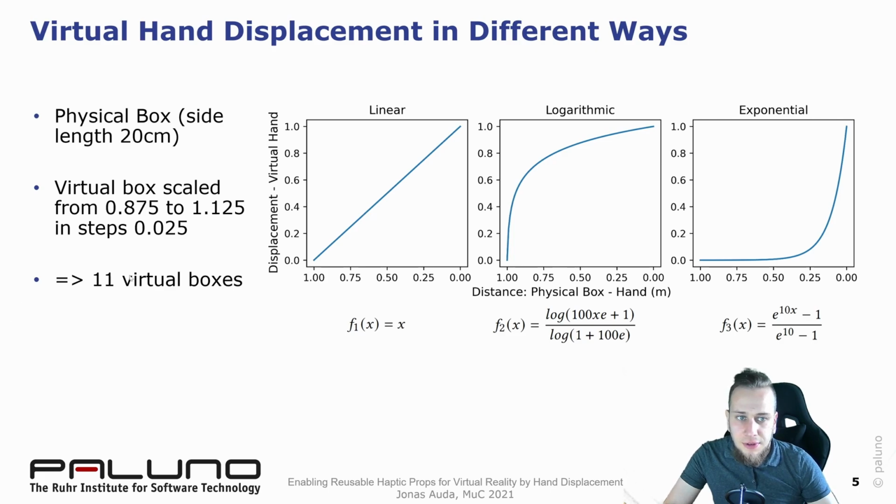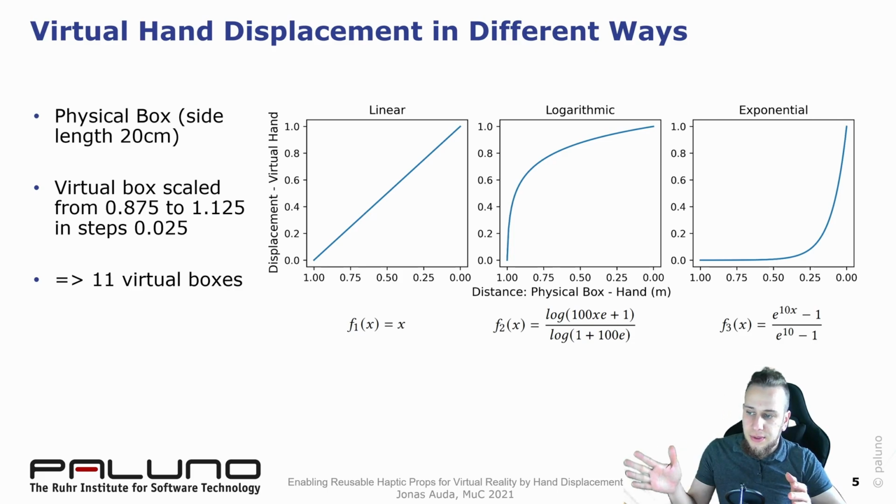Also the linear function, a logarithmic function, and an exponential function. The logarithmic function adds the displacement at the very beginning when they approach the box, and less displacement when they reach the box, so the hand is fully displaced way before they reach the virtual box. And the exponential function adds the offset right before they reach the virtual box.